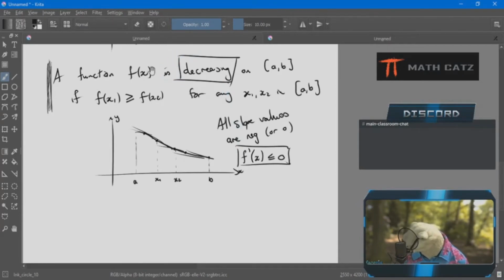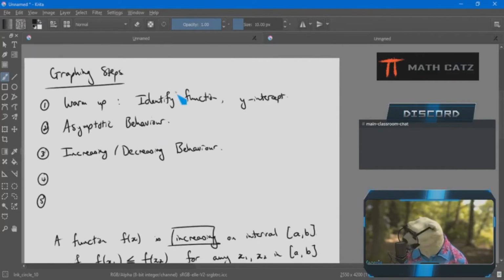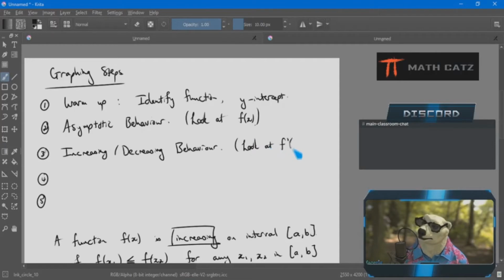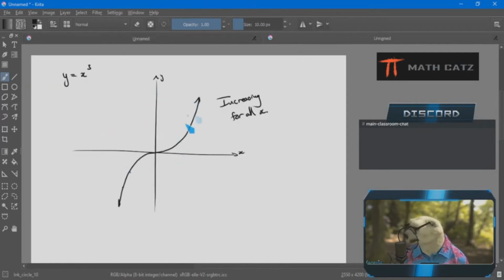Did I do it on this page? Right. When we looked at asymptotic behavior, I looked at the function. When I look at increasing decreasing behavior, I'm going to now look at the derivative. So let's do some examples and see what there is to see. Well, I have this guy. Might as well finish this guy. The derivative, oops, there's no need for a little denotation, is going to be 3x squared.